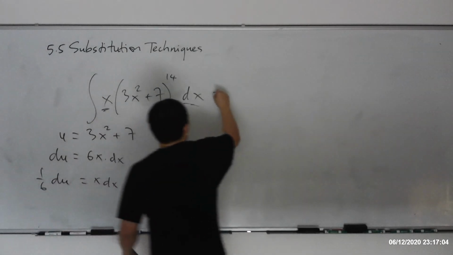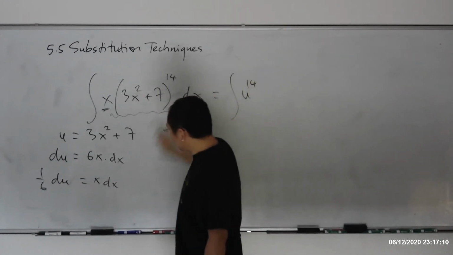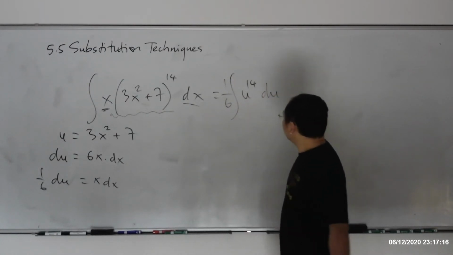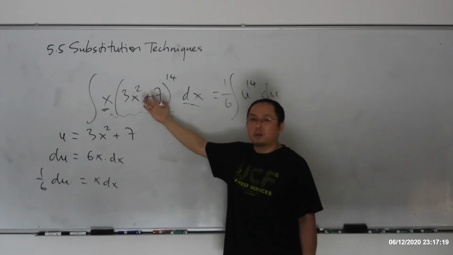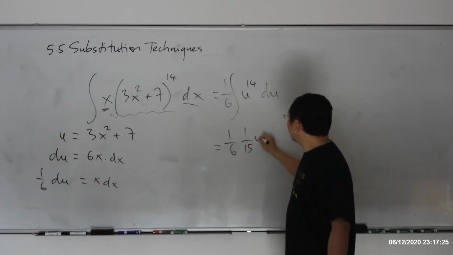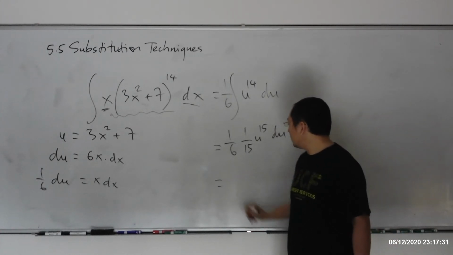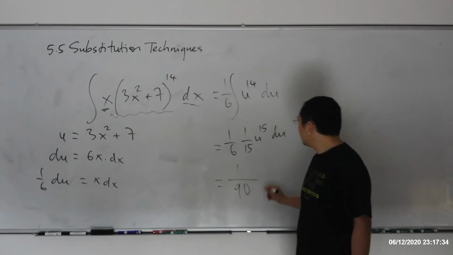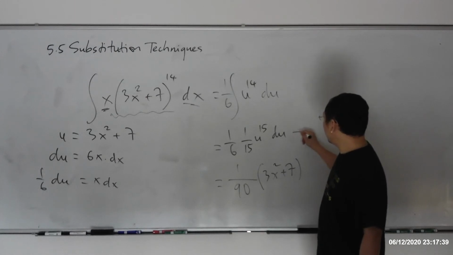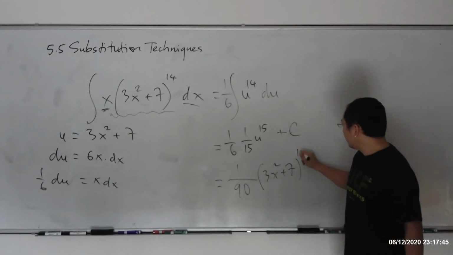So this problem is the integral of u to the 14, and then x dx is 1 over 6 du. So 1 over 6, the constant, I'll bring it outside, and then du. And see, from a big complicated problem it becomes something simpler. 1 over 6, 1 over 15, u to the 15. Integrate u to the 14 is that, so what? 1 over 90, u to the 15, where u is 3x squared plus 7, to the 15, and then plus c.